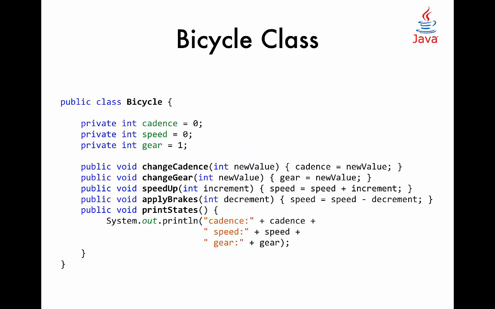Here's the code for the bicycle class. The fields are cadence, speed, and gear. Notice that the fields are all private, as typically should happen in a Java class. The methods are change cadence, change gear, speed up, apply brakes, and print states, all public methods.